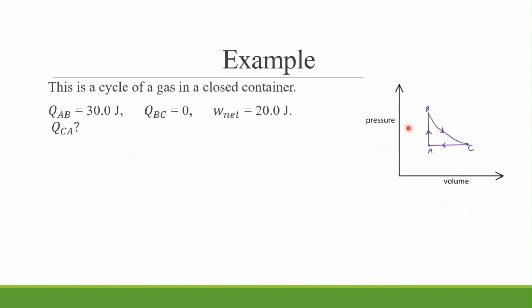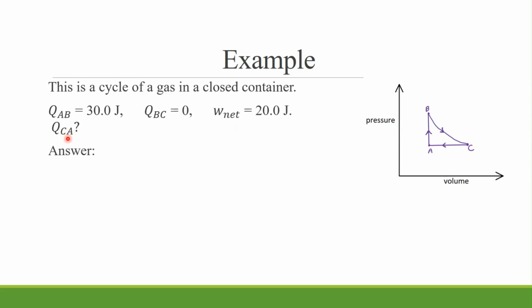Let's use an example for better understanding. This cycle shows the process a gas in a closed container goes through. And it is given that the energy added as heat during constant volume process AB is 30 joules. During process BC, no energy is transferred as heat, and the net work done during the cycle is 20 joules. We should find the energy transferred by the system as heat during the constant pressure process CA.